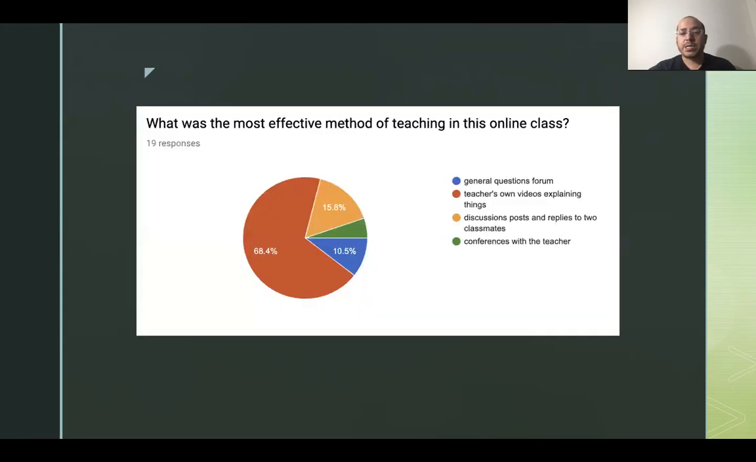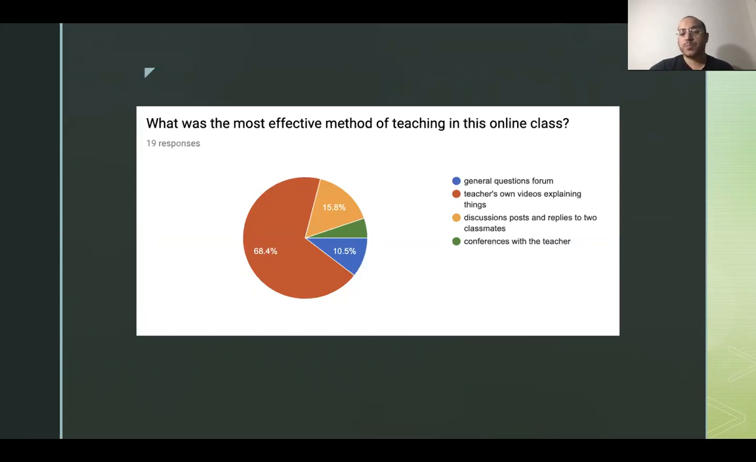And I created a Google anonymous survey, and I asked my students this question: what was the most effective method of teaching in this online class? I gave them the options of general questions forum. It was a forum that I created in which students can ask me any questions and I can answer them in public. So that means if anyone asks any question, any other student can see it.